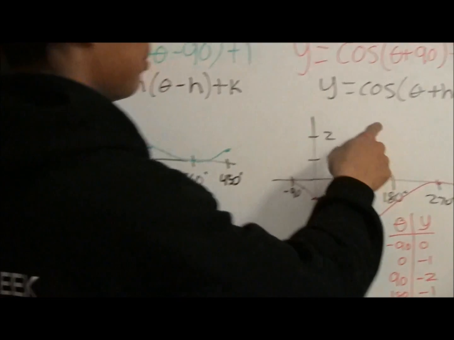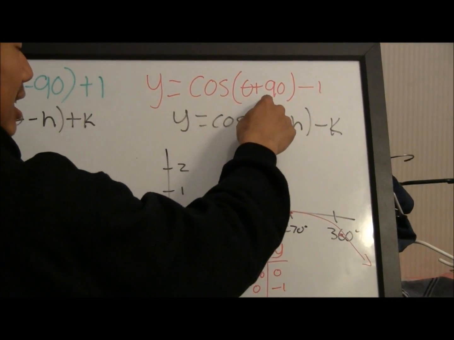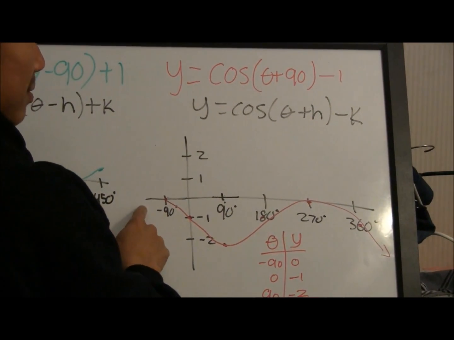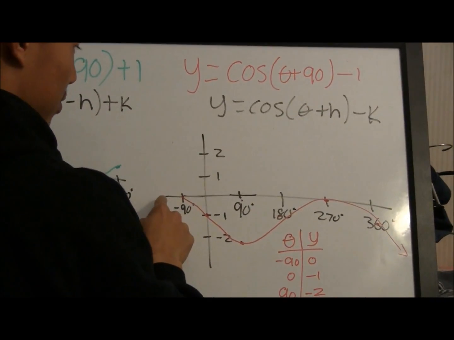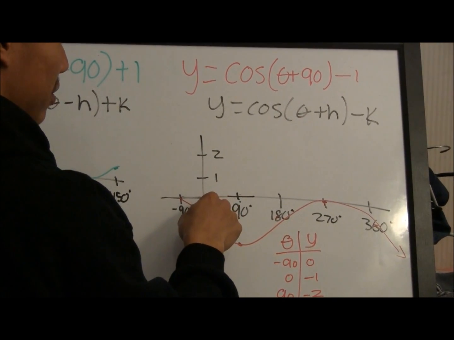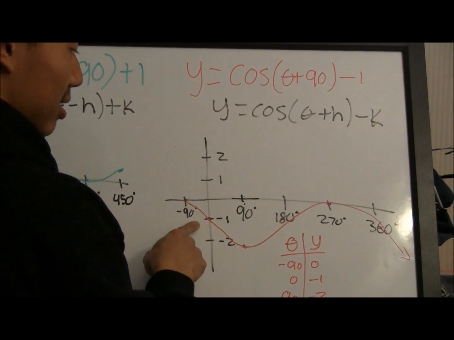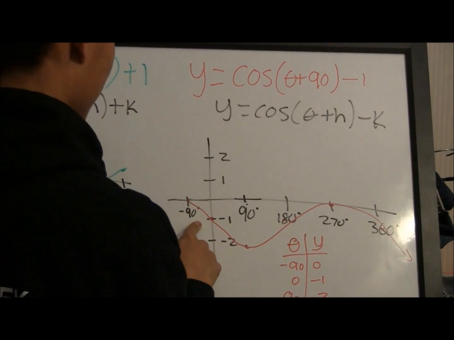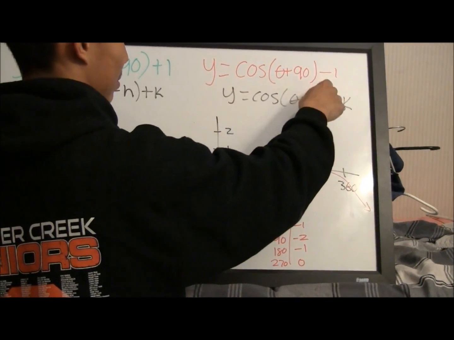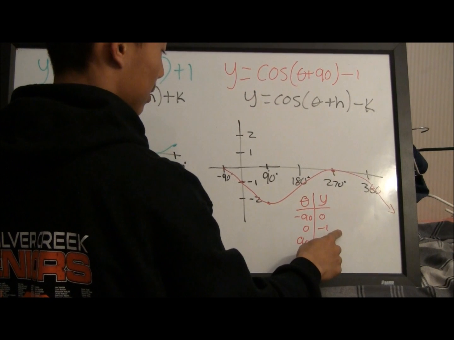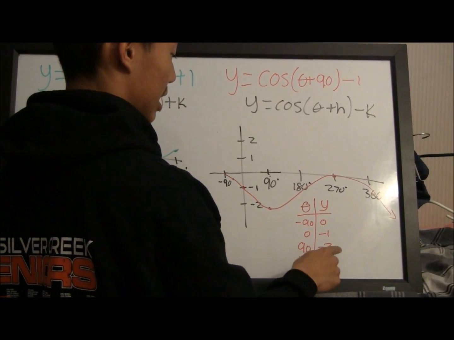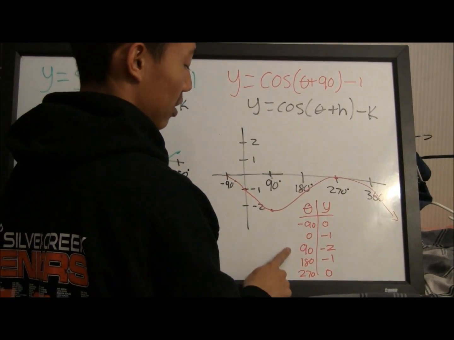And from our cosine, it's going to be the same thing. Since 90 is positive, you do the opposite, which is negative 90, and your 1 is going to stay the same, which is negative 1. But since it's a cosine, the original you start at 0, 1, but you're going down from 0 to negative 1. And you're going to do what you did with sine and plug in the numbers. So cosine of 0 plus 90 minus 1 is going to give you negative 1. And the cosine of 90 plus 90 minus 1 is going to give you negative 2. And you're just going to do that for the rest of the following numbers.